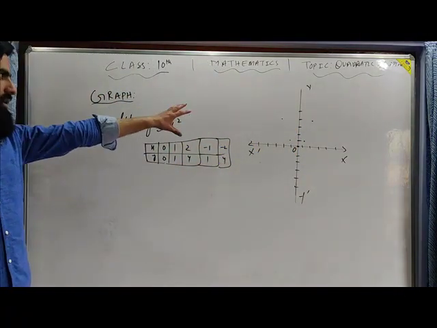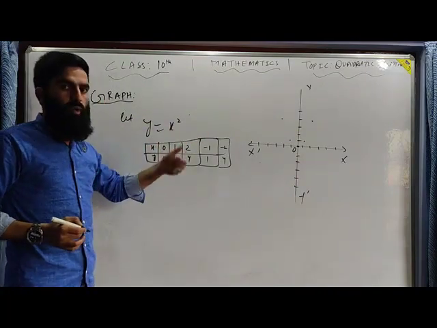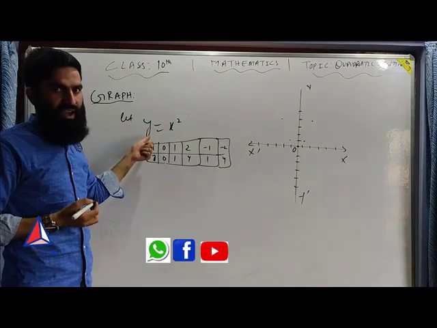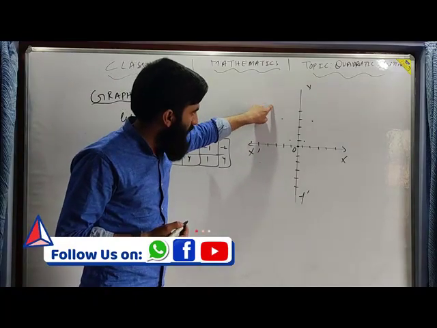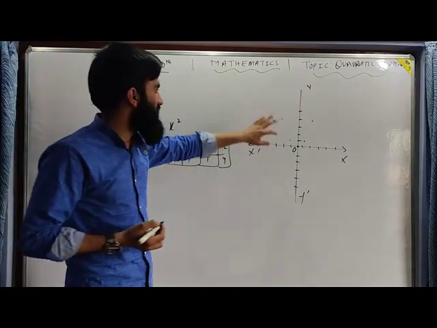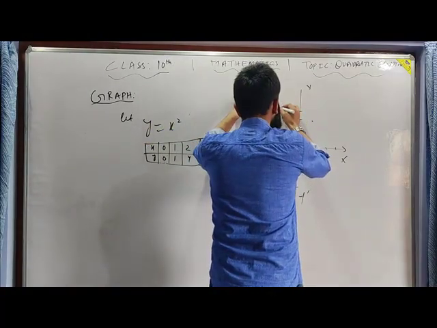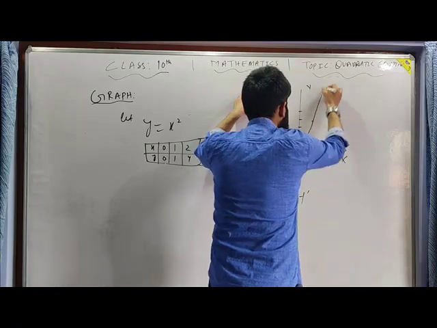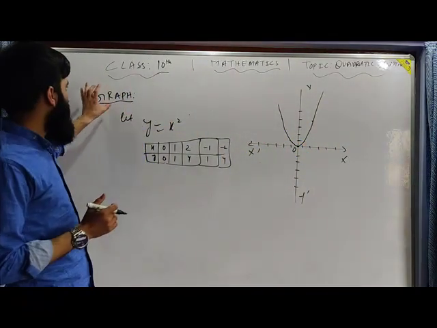If you put more and more values of x, say 3, 4, 5, 6, you will get the value of y accordingly. Then if you trace the locus of these points, if you join these points, you will get a curve like this. What is this? This is a graph of a quadratic equation.